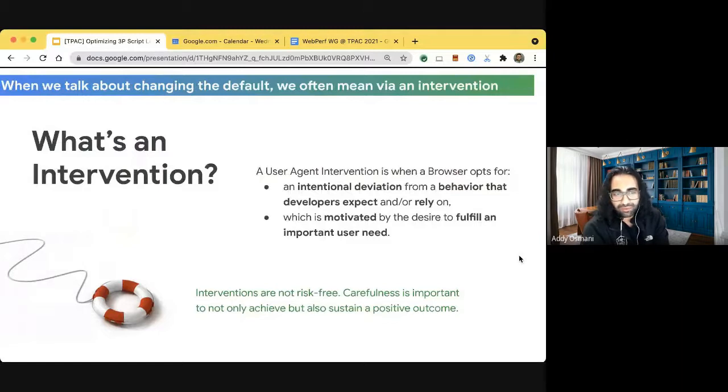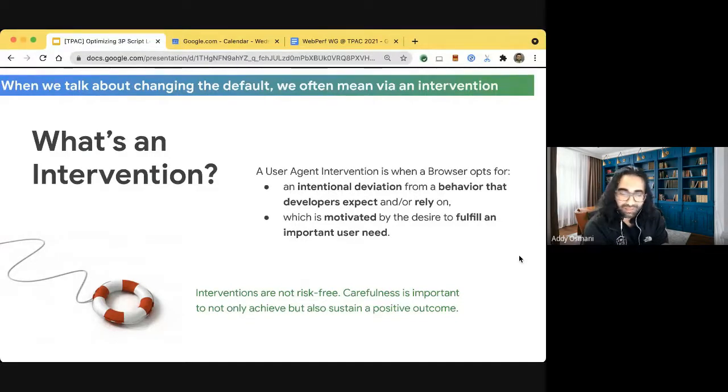Now, if we're talking about intervening or changing the defaults in some way, we often end up talking about interventions. So what is an intervention? An intervention is often a user agent intervention where the browser opts for an intentional deviation from behavior that developers might expect or rely on. And it's often motivated by the desire to fulfill an important user need. Interventions are historically something that browsers have invested in, but they're also not risk-free, and very often carefulness is a key part of thinking about whether or not an intervention should be applied.